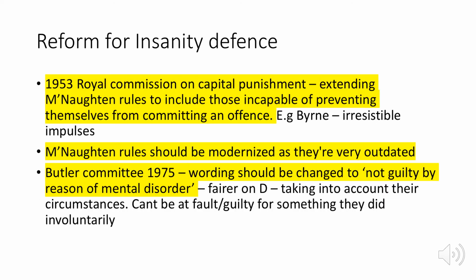For reform for insanity, the 1953 Royal Commission on Capital Punishment extending the McNaughton rules to include those incapable of preventing themselves from committing an offence. So this would include Byrne and irresistible impulses. The McNaughton rules should be modernised as they're very outdated.